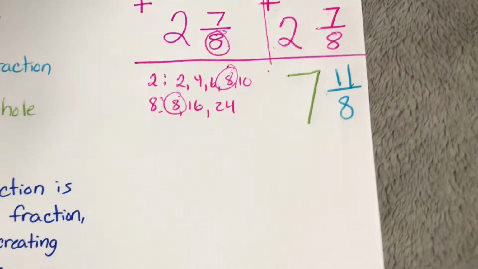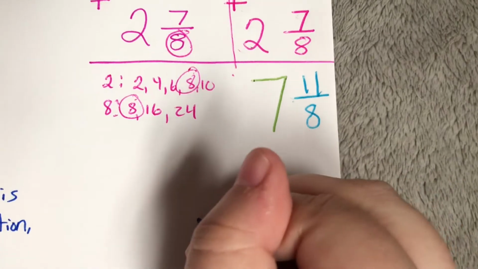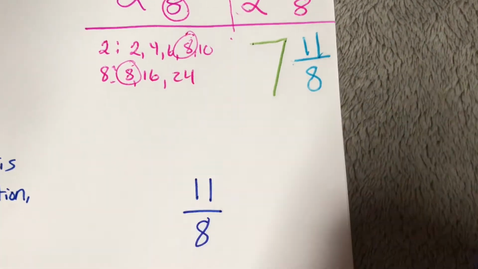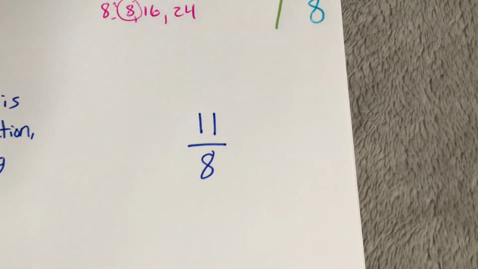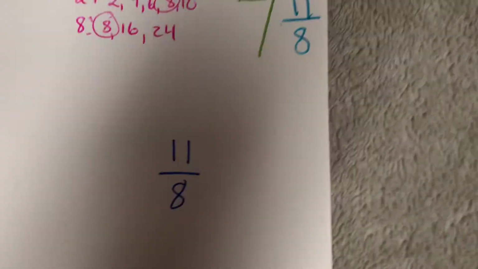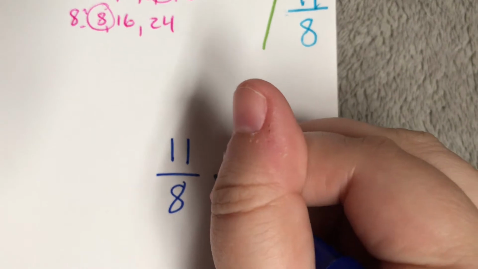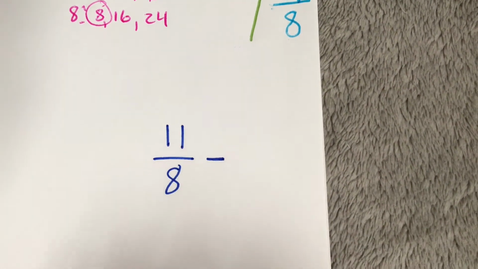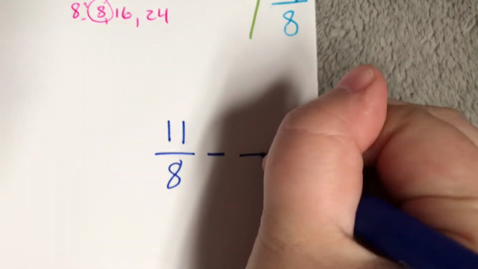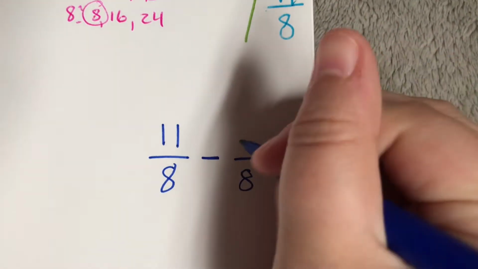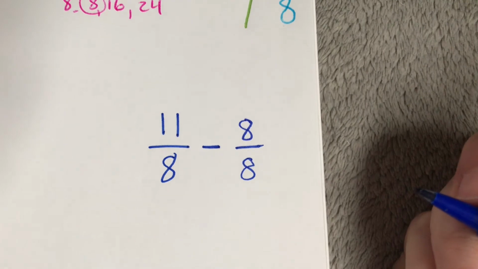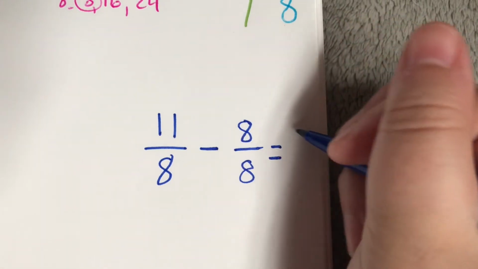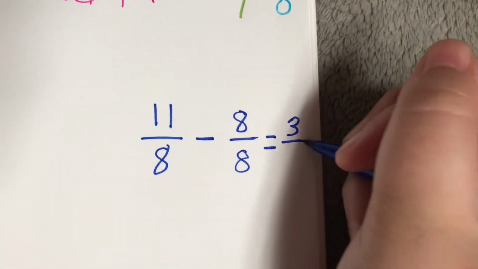Okay. So here's what that means. We're going to take our 11/8 and we're going to take out a whole, one whole. And if you remember, one whole means that the denominator and the top are the same. So I'm going to take it out, so I'm going to subtract. If I have a denominator of 8, then my numerator is going to be 8, which leaves me with 11 minus 8 is 3/8.